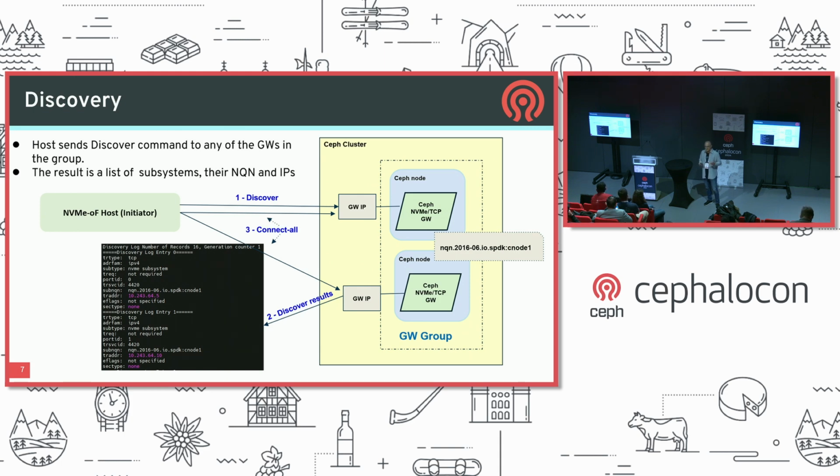And why is this? Because when the host connects, after the discovery, the next step for the host is to do the NVMe connect. And we want the NVMe connect to be multipath. We don't want a single path. So that's why the discovery is returning all of the IP addresses of all the gateways in the group. And then the host will connect to all of the gateways, and we achieve the multipath that we need.